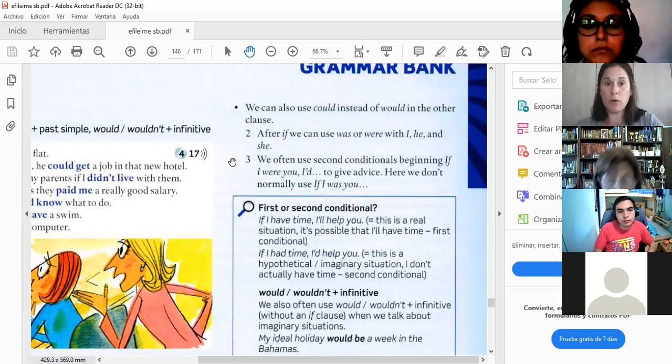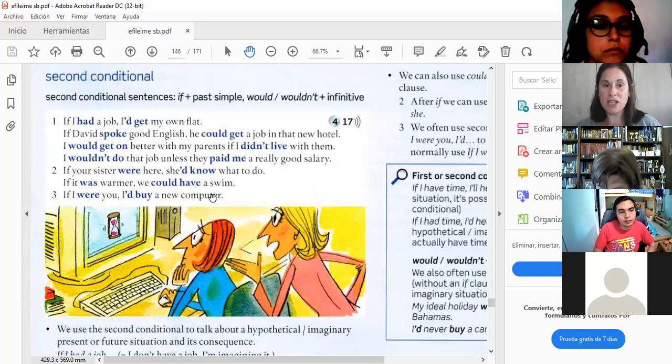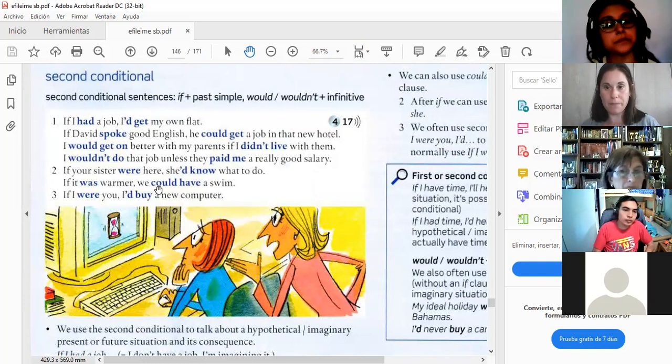One second, stop there, Lucas, it's okay. Now, pay attention that it says that we can change the could for the would. It's okay, you can change it, okay? In the second conditional, yes?